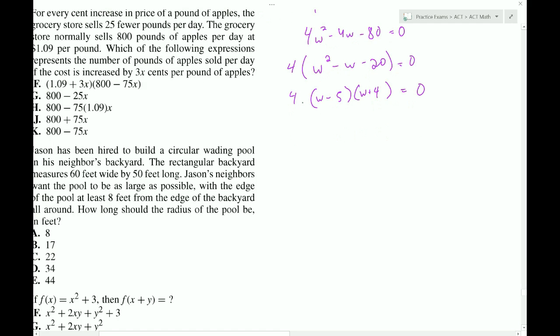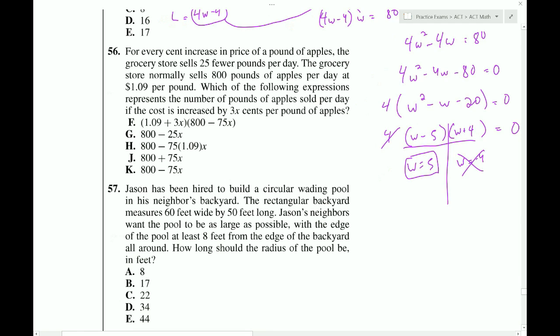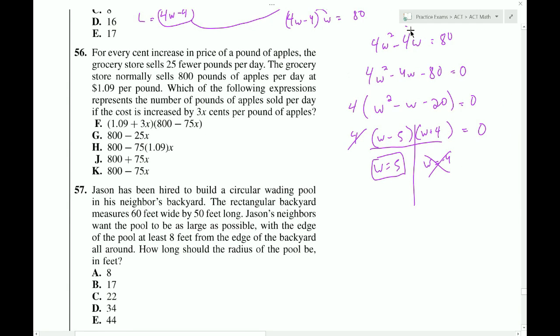Now, we could just divide by 4 on both sides, which would get rid of this, and then t-chart, w would equal 5 or negative 4. Negative 4 we reject since it's a length, or width in particular, so we take the width to be 5. We always double check what that's asking for, which is the width, right? Okay. Let me just erase this.